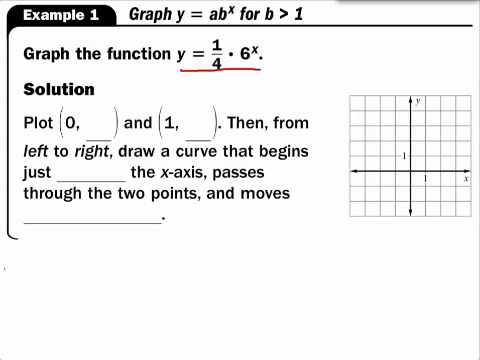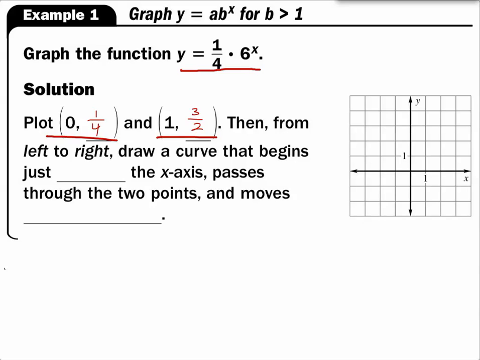Good ideas at first are to let x equals 0 and x equals 1 and figure out the y values. So when x equals 0, the y value is 1/4 because 6 to the 0 is 1, and then that is multiplied by 1/4, so it's 1/4, or if you prefer 0.25, same thing. And then when x equals 1, we're going to get 6 to the 1, which is 6, and that's multiplied by 1/4. That makes 3/2.